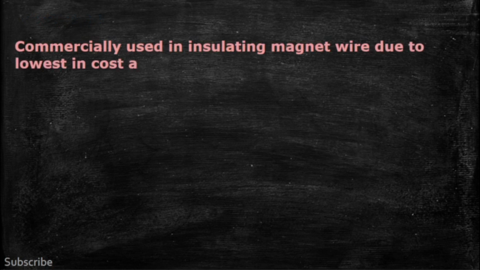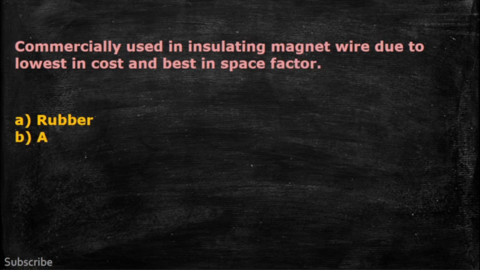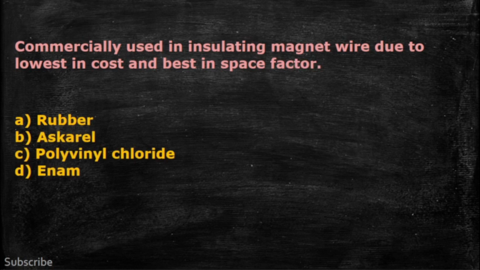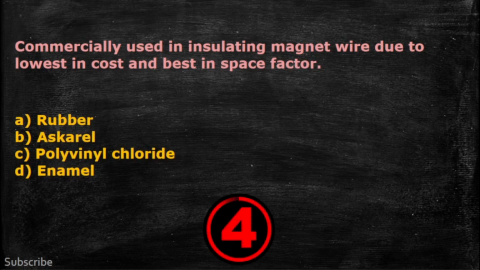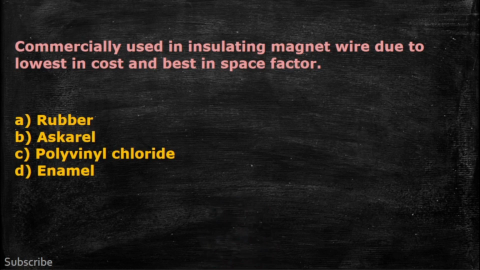Question number 18. Commercially used in insulating magnet wire due to lowest in cost and best in space factor. A. Rubber. B. Ascarel. C. Polyvinyl chloride. D. Enamel. The correct answer is letter D. Enamel.